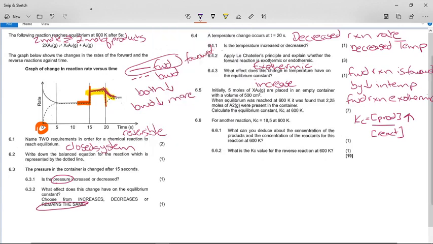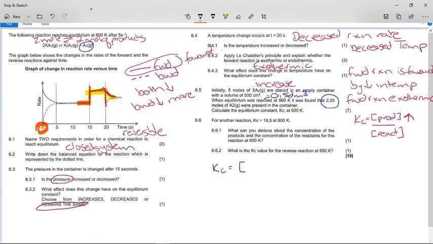So it says to you initially 5 moles of XA2, which is your reactant, are placed in an empty container with a volume of 500 cubic centimeters. Immediately convert this. This is a half a cubic decimeter. When equilibrium was reached, it was found that 2,25 moles of A2, so A2 is your product over here. So from that we can get the change. Calculate the equilibrium constant. Remember, the first thing you're going to do is write out your Kc, because if you don't write it out, you're not going to get a mark.